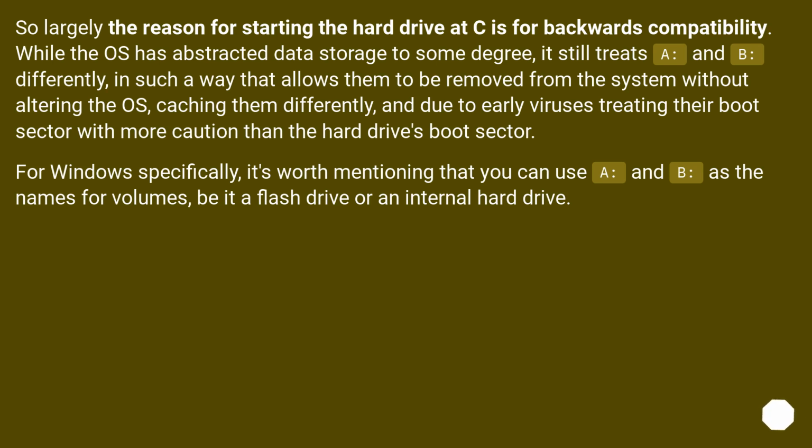While the OS has abstracted data storage to some degree, it still treats A and B differently, in such a way that allows them to be removed from the system without altering the OS, caching them differently, and due to early viruses treating their boot sector with more caution than the hard drive's boot sector. For Windows specifically, it's worth mentioning that you can use A and B as the names for volumes, be it a flash drive or an internal hard drive. A and B were used for floppy disks.